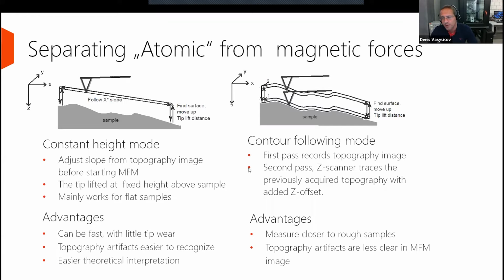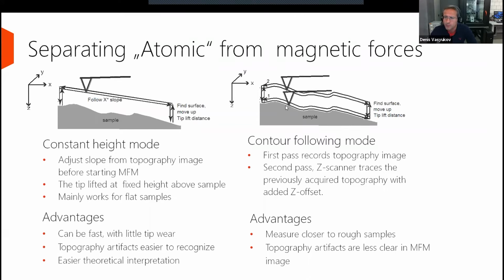If you have a pattern and the height of your pattern is significant, say some tens of nanometers, or sometimes even hundreds of nanometers, this mode will not work because you don't really know where you're landing, and also it will not be a constant height, right? So between two different points in the same sample, you might have a difference of tens or hundreds of nanometers. So in that case, we suggest using contour following mode.